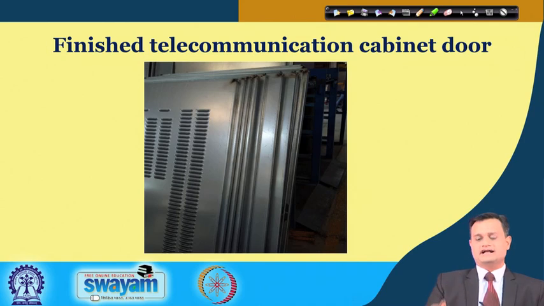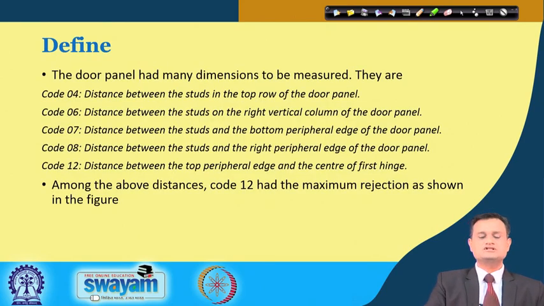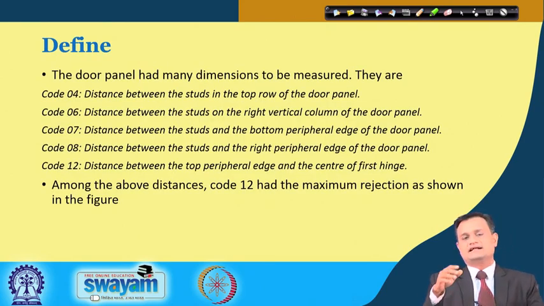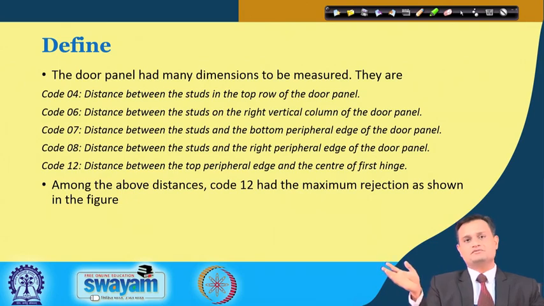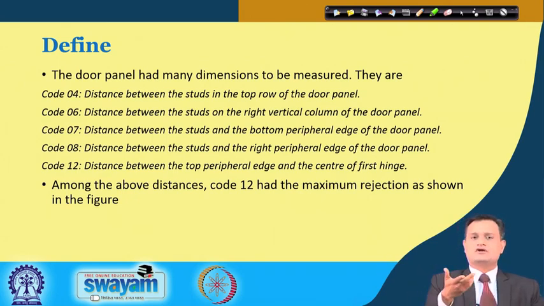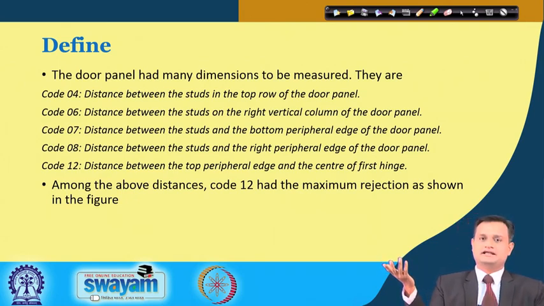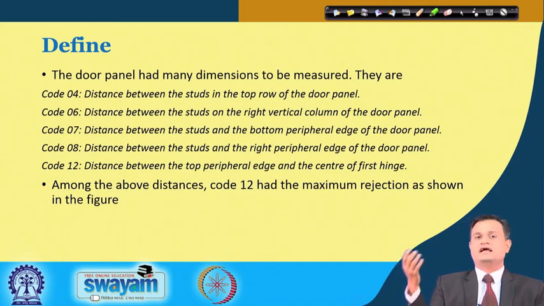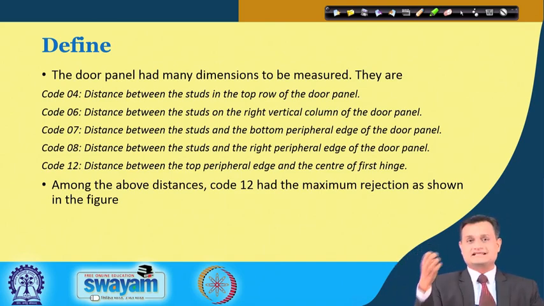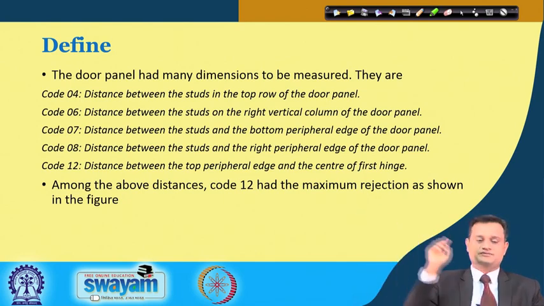Now the company had encountered some problem. Before we talk about that, they have a coding system, and the door panel had many dimensions to be measured. Obviously you cannot focus on all the critical to quality characteristics. You have to find the one for which you will really conduct the DMAIC cycle, the one which is causing the maximum customer dissatisfaction, either the internal customer, your next assembly stage, or the final customer.